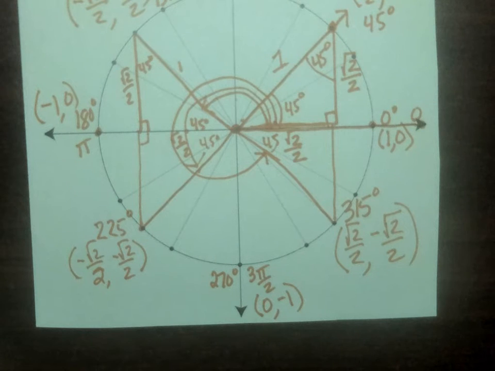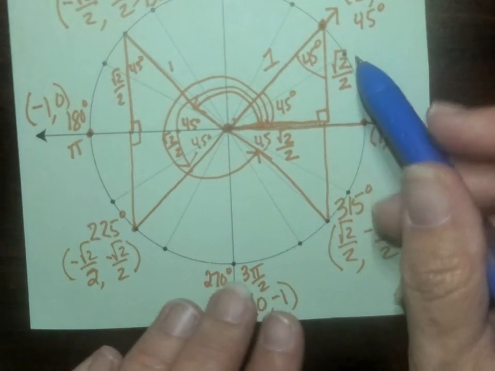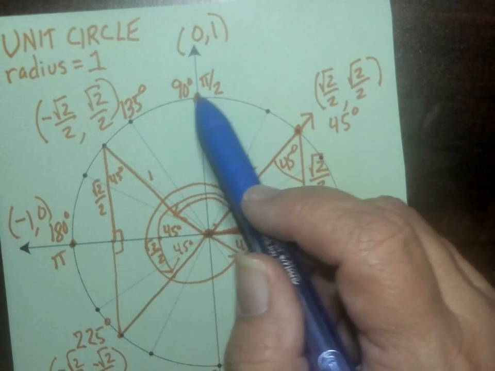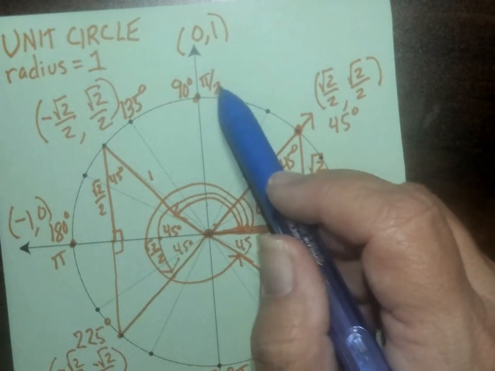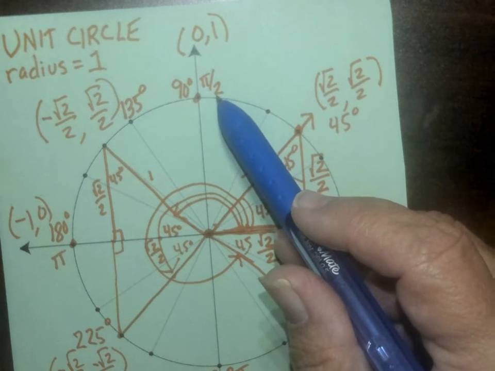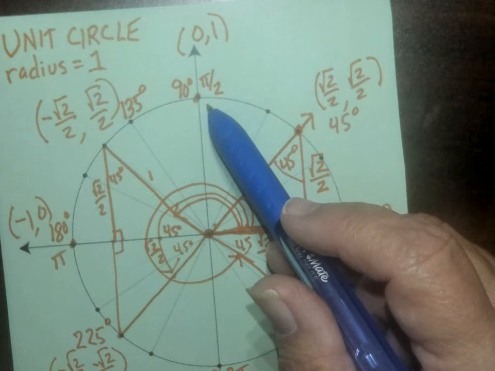Alright, so now the last thing we want to do on this circle is put all of these angles in radian form. So 90 degrees we know is pi over 2. 45 degrees is half of that. So what's half of a half?